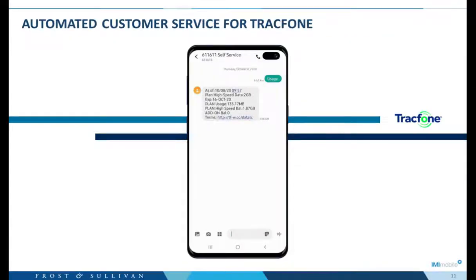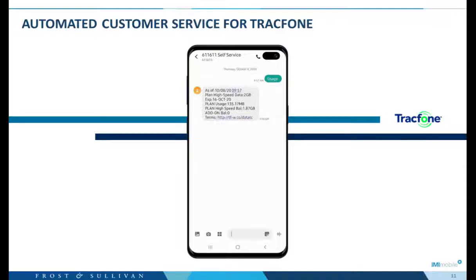And Ricky, your 611 program, in a sense, puts into practice some of the things that I just talked about. Tell us about how it started and what the goals were.